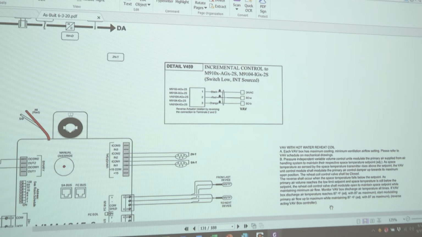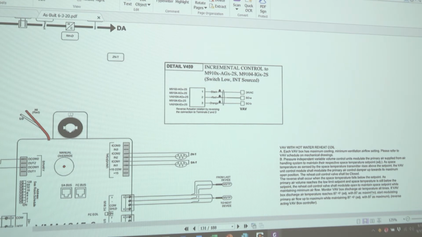The reheat coil valve should be closed. The reverse will occur when the space temperature falls below set point. As the primary air volume reaches the low limit, if the space temperature is still below the set point, the reheat coil will modulate to maintain space temperature. So reduction of airflow will be the first stage of heating. If the temperature still is not achieved, the reheat coil will come into the equation and be modulated to maintain the space temperature set points.